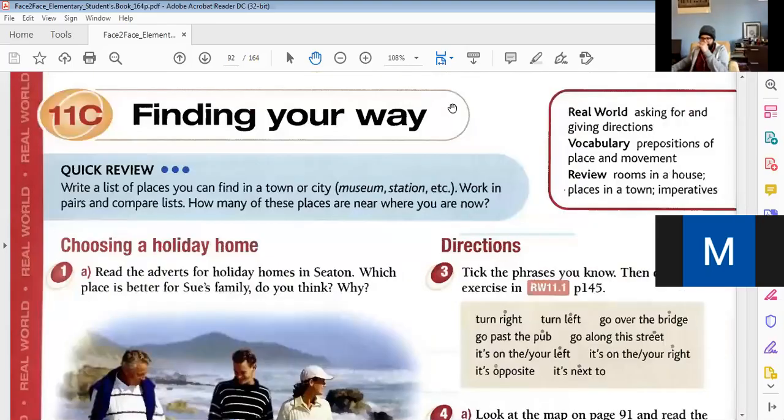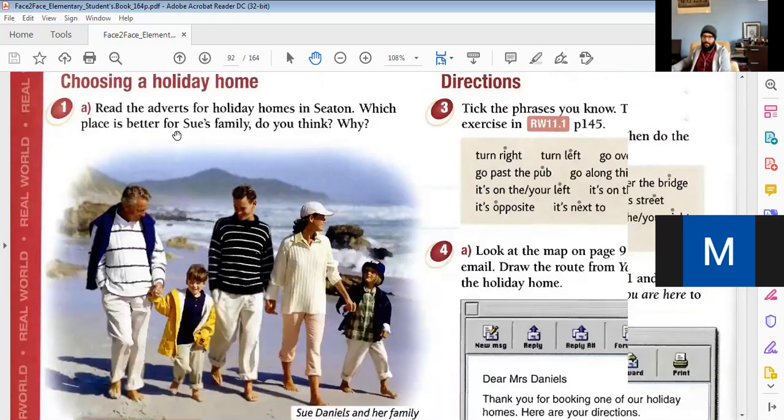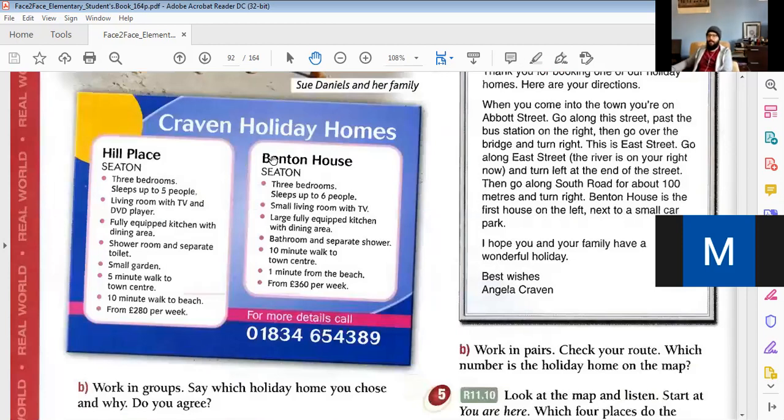In our last lesson, we talked about finding your way. So we talked about directions and how to find a place, if you're looking for a location, how to find different places. But first of all, we talked about two different holiday homes. So we have the Craven Holiday Homes. We have two places. We have Hill Place and we have Benton House.